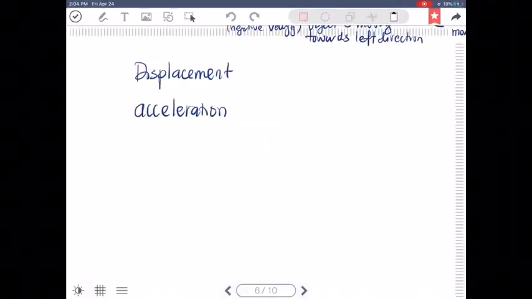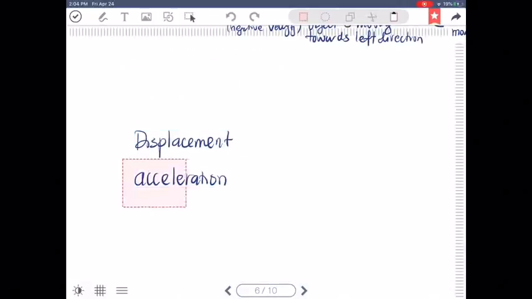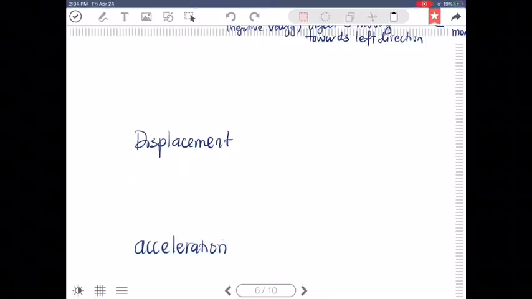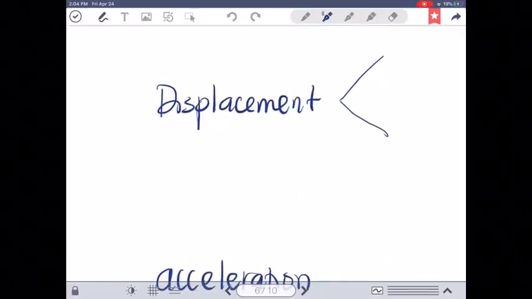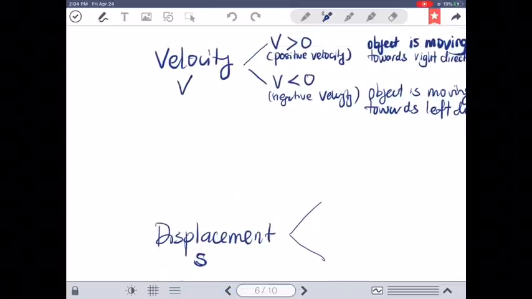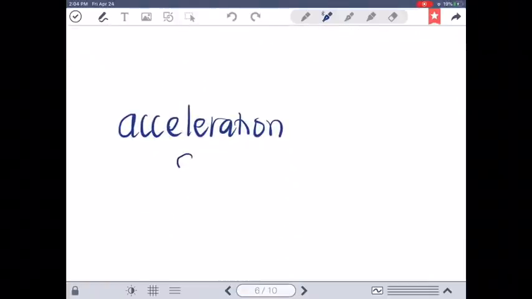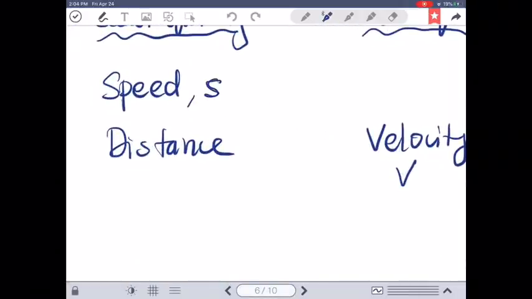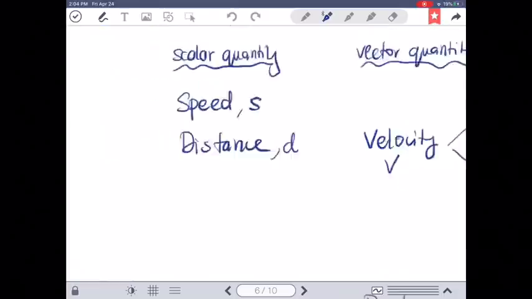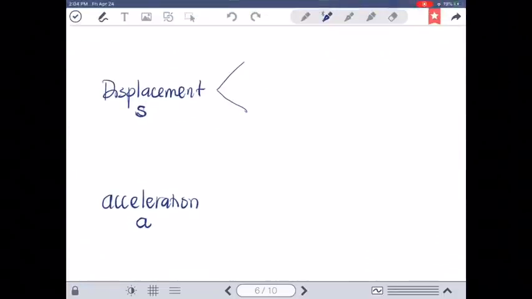Now we go to displacement. What does it mean by displacement? Okay, displacement can be represented by the small letter s. Velocity can be represented by the small letter v. Acceleration can be represented by small letter a. Speed is just small letter s as well. Distance, small letter d. Okay, when we talk about displacement having s greater than 0 as positive, what does it mean by displacement being positive?